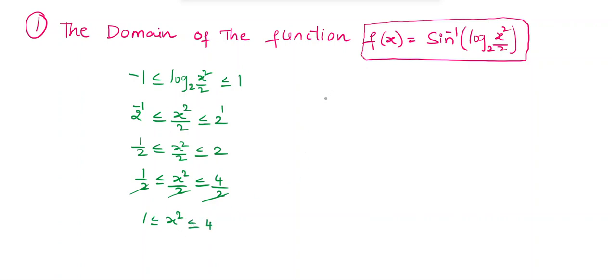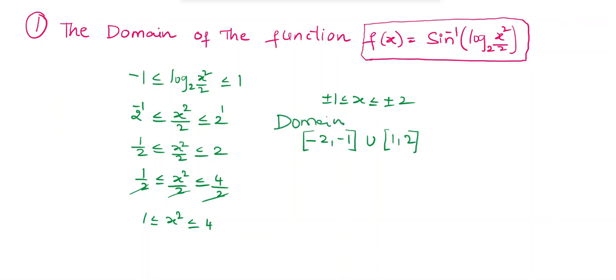So plus or minus 1 less than or equal to x less than or equal to plus or minus 2. So the domain of the given function is written as minus 2 to minus 1 closed bracket, union 1 to 2 closed bracket. This is the domain of the given function.